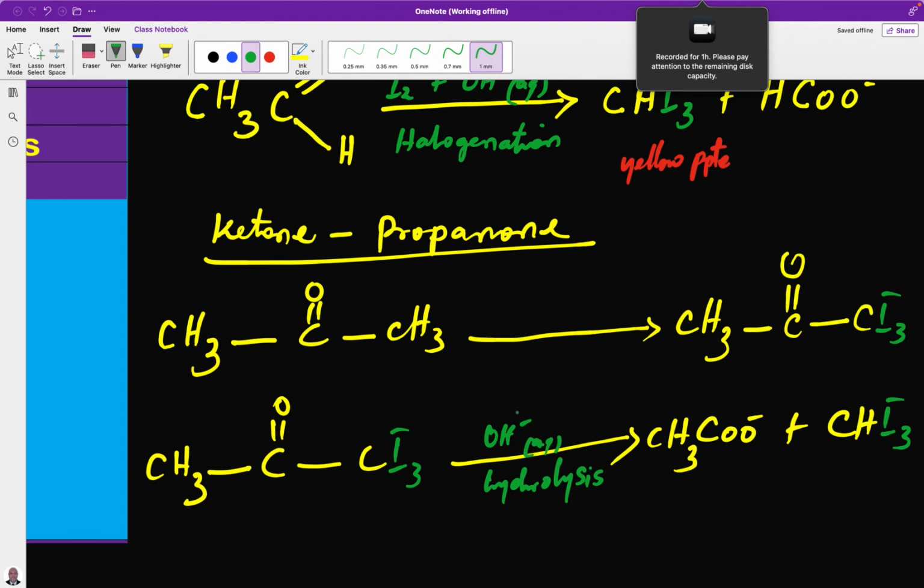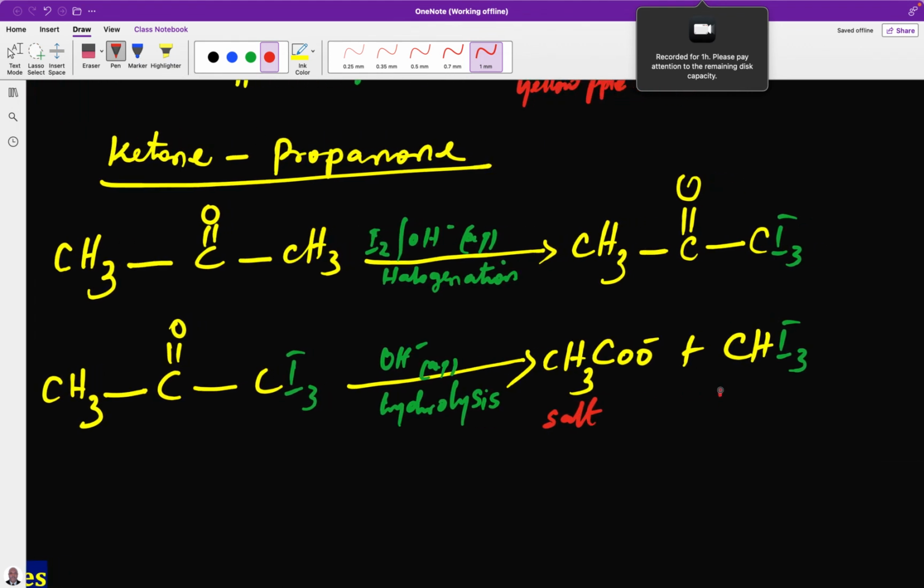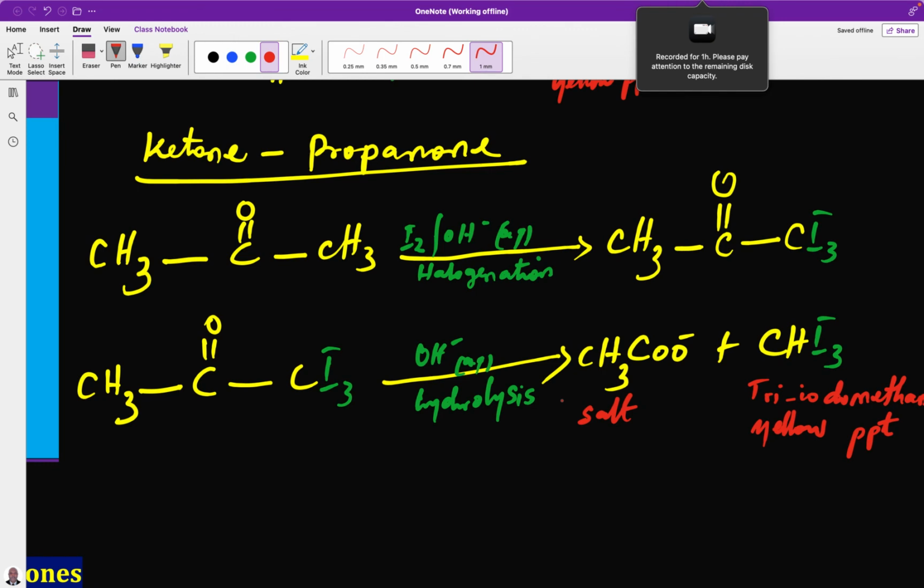And in the other case, this is halogenation. Here it was halogenation. And we now form our triiodomethane. Triiodomethane yellow precipitate. This is our triiodomethane yellow precipitate. I said this test can be used to identify the presence of the secondary alcohol group.